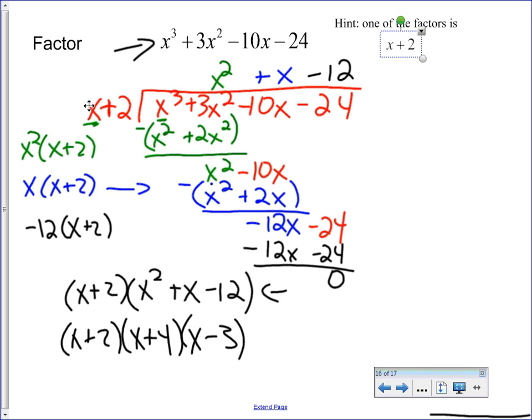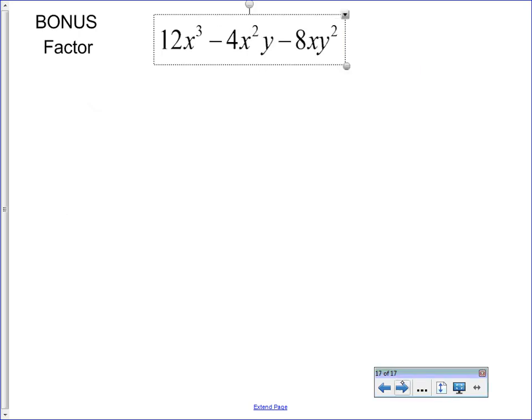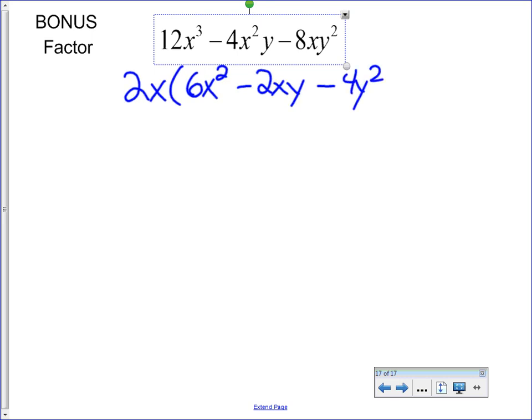All right, now I'm going to show you one more problem, as tough as we can, almost as tough as we can make one, that is a little bonus question. So let's look at this. Let's see, is there a greatest common factor? Well, yes, I can pull out a 2x. This will give me 6x squared minus 2xy minus 4y squared.